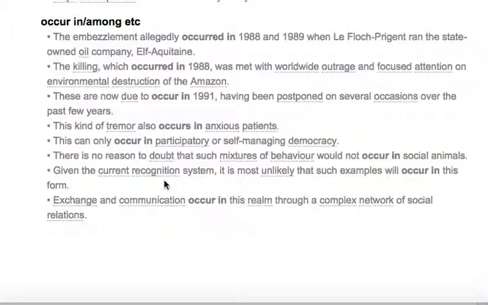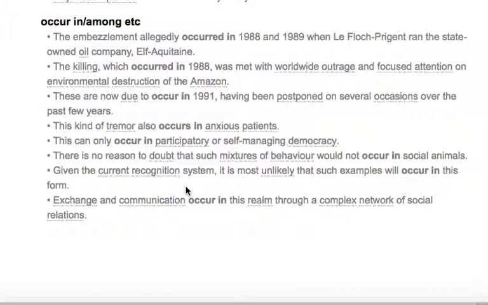There is no reason to doubt that such mixtures of behavior would not occur in social animals. There is no reason to doubt. What does that mean? It means believe me. Yeah, you should believe me.